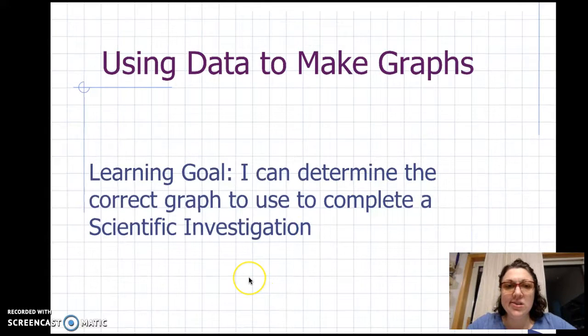Okay. So today we are going to look at 4 different types of graphs, and you need to be able to determine the correct graph to use when you complete a science investigation, and you need to be able to read a graph. By the end of the year, you will also be able to construct a graph. But right now, for the upcoming assessment, it's just figuring out what is the right type of graph to use in a certain situation and how to get information off of a graph.